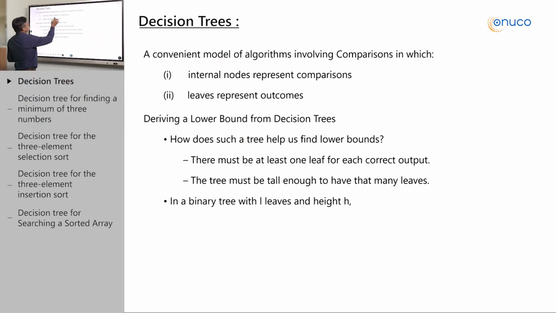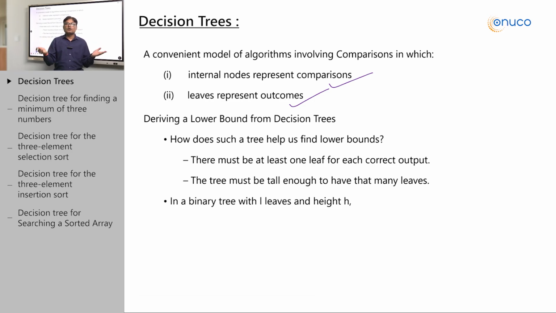Here we have internal nodes for comparisons and leaves representing the outcomes. It means all the outcomes will be at the leaf nodes, while the internal nodes are used for comparisons. We are going to make a decision at each and every internal node, and the decision will be only two cases, either yes or no, true or false, based on the given conditions.